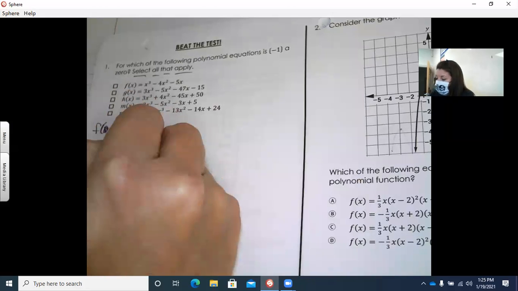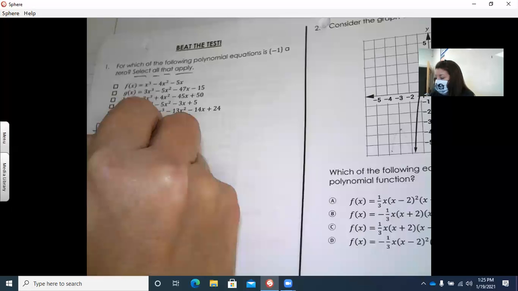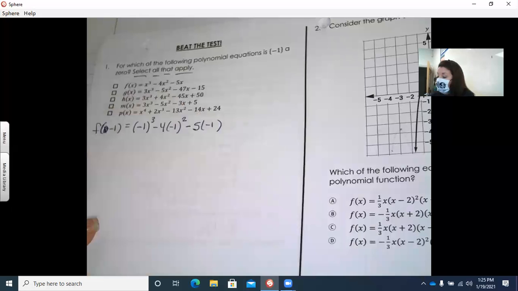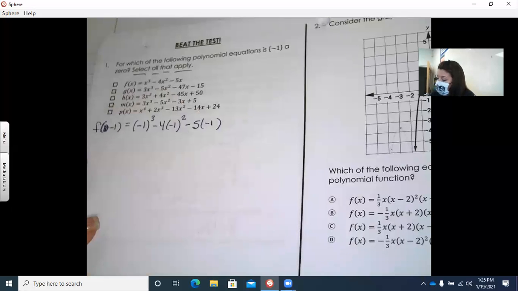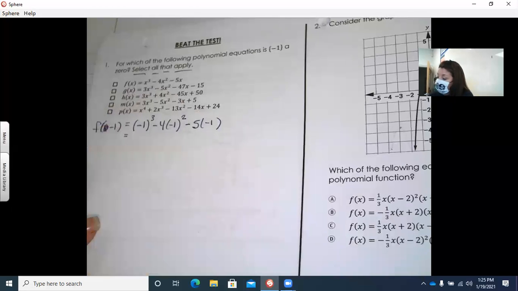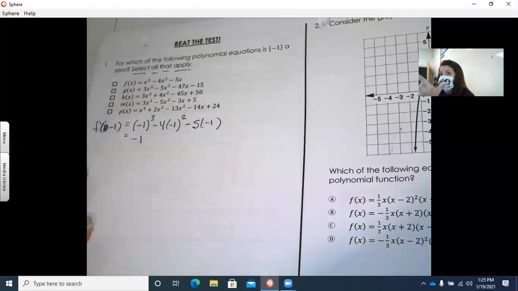-4 times -1 quantity squared minus 5 times -1. There's no simplifying inside the parentheses, so I'll go on to exponents. What is -1 quantity cubed? -1, because -1 times -1 times -1 is -1, right? Negative times a negative is a positive, positive times a negative is a negative.